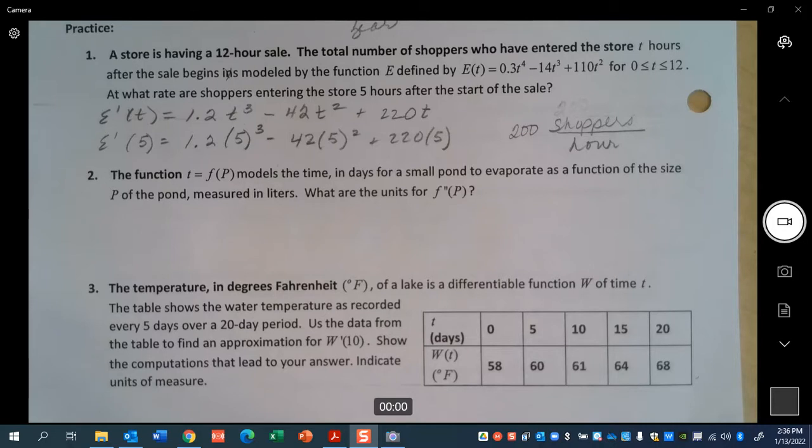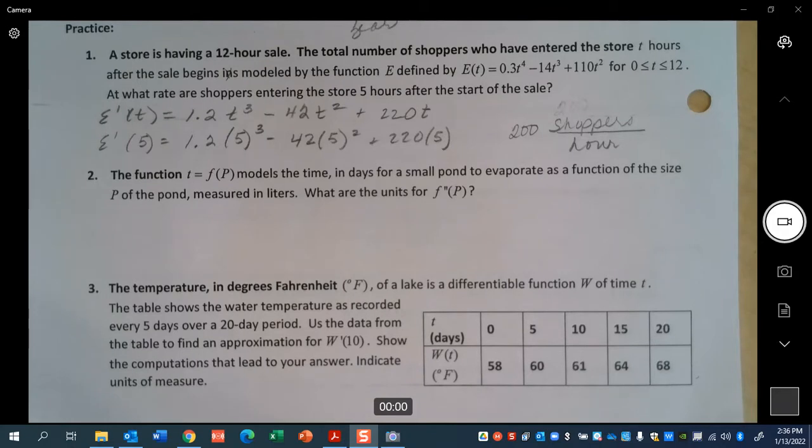So it's not like I've had a total of 200 shoppers. If I wanted to know the total number of shoppers who have entered the store, this equation would give me the total number of people that have come in. This is telling me how many people are coming in per hour. This is telling me the rate. See the difference? So make sure you include that derivative.